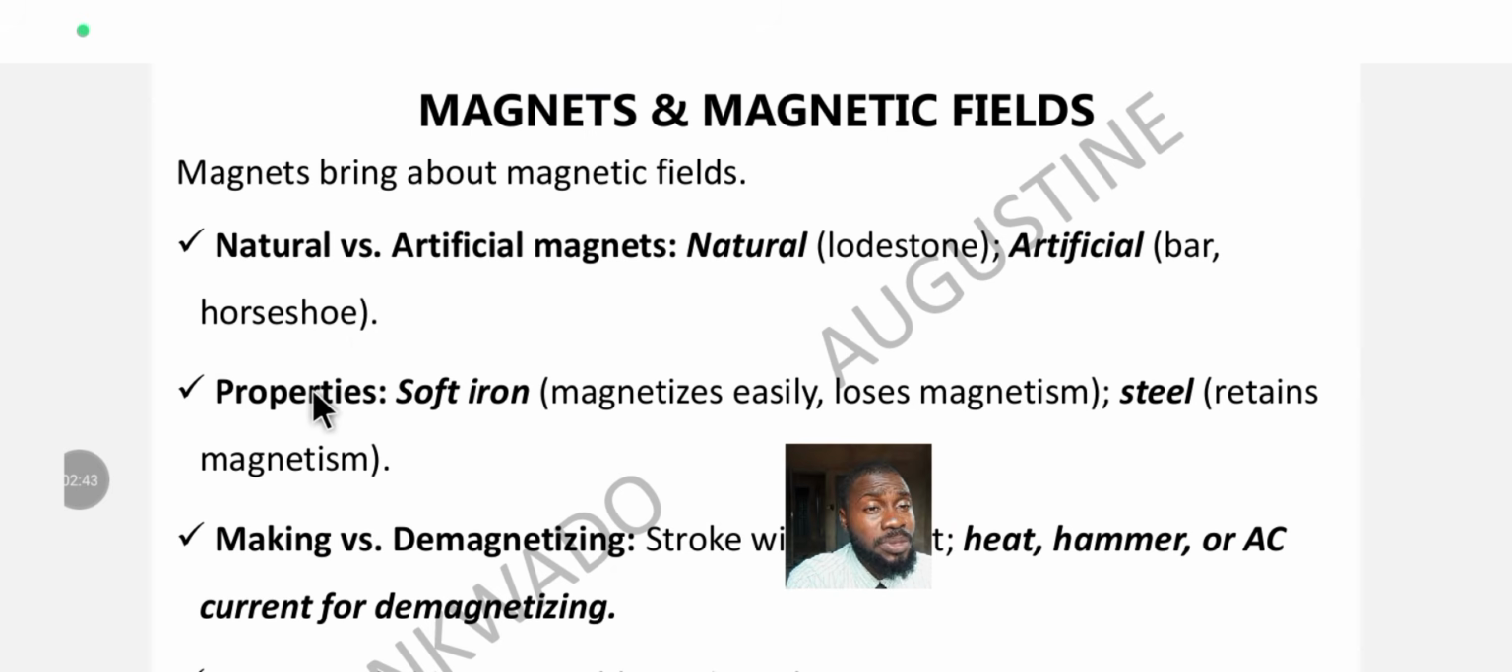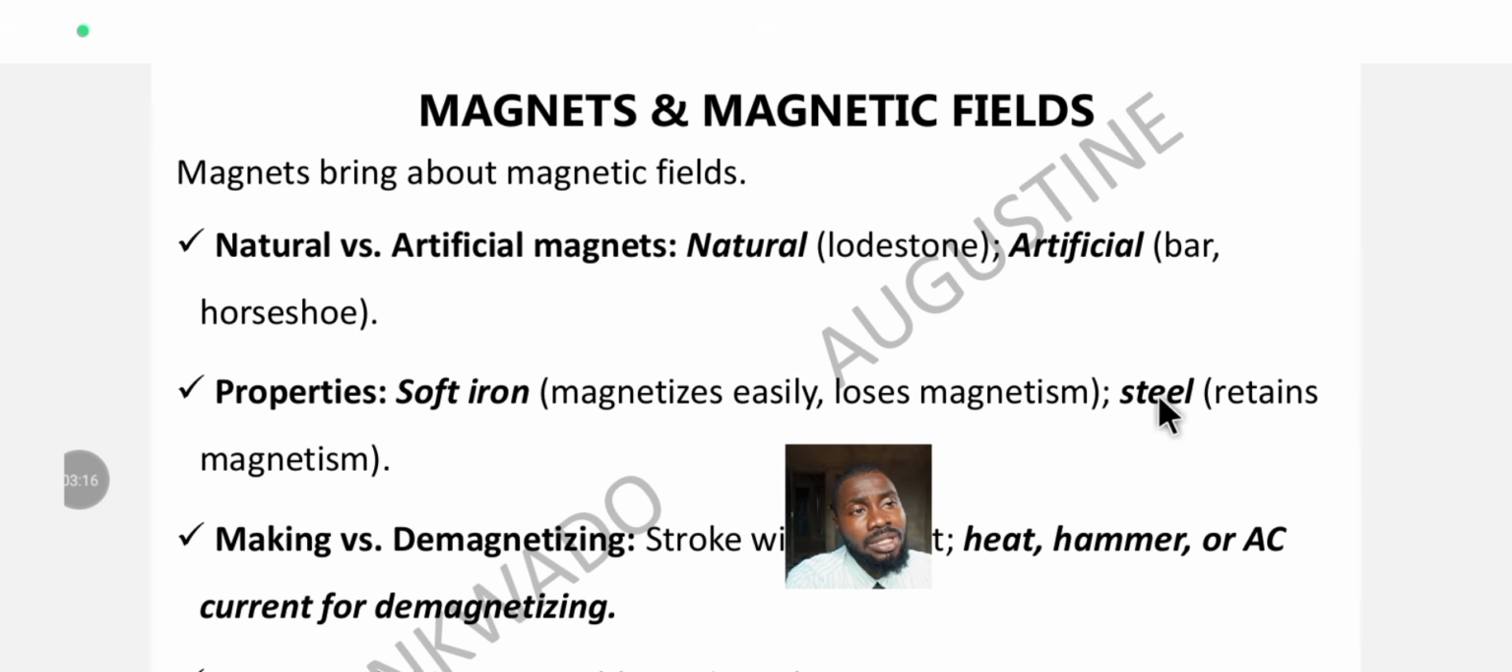Now, what are the properties of magnetic material? Magnetic materials are materials that can be used to make magnets or materials that can be attracted by a magnetic field. So for soft iron, soft iron magnetizes easily. So you can bring about magnetic induction in soft iron easily, and it also loses magnetism easily.